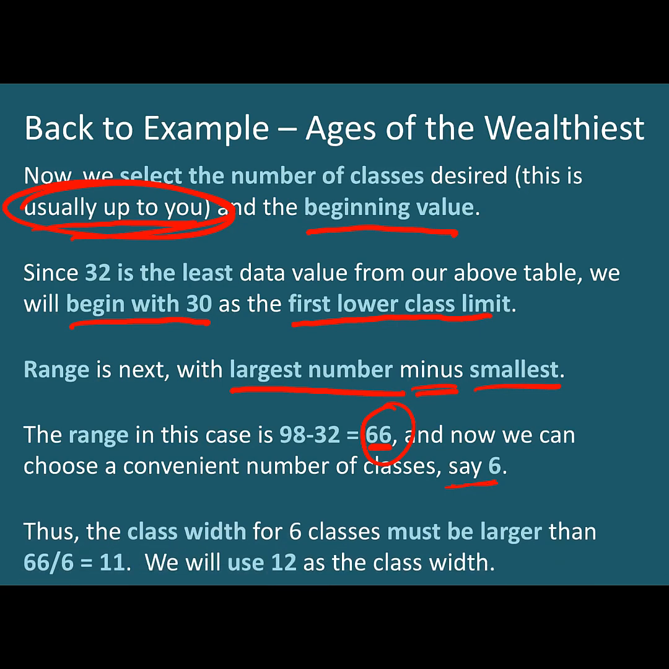Therefore, our class width for 6 classes must be larger than 66 divided by 6, which is 11. Once again, this is done on purpose. We will use 12 as our class width. We want to make sure that each class more than covers the numbers or data values that we need to properly place our data values in a frequency distribution.